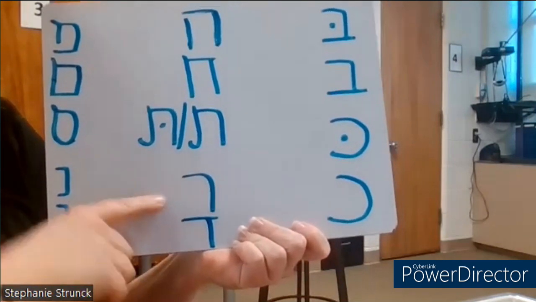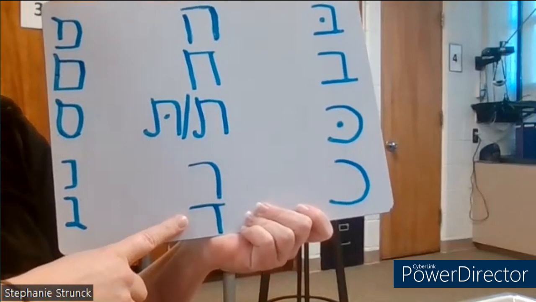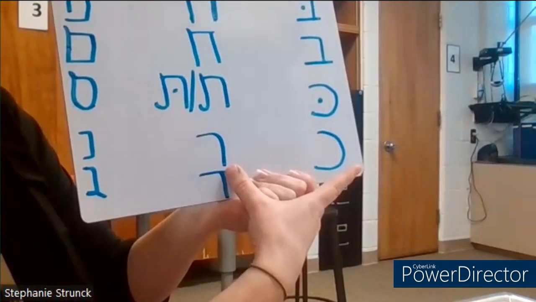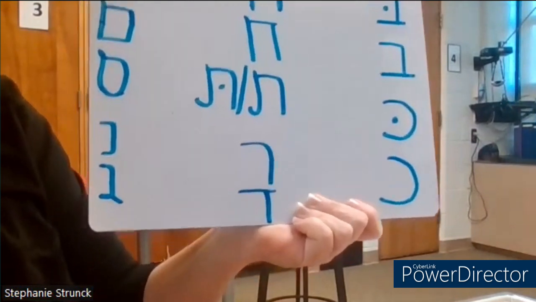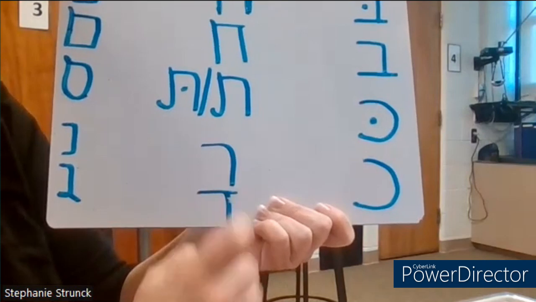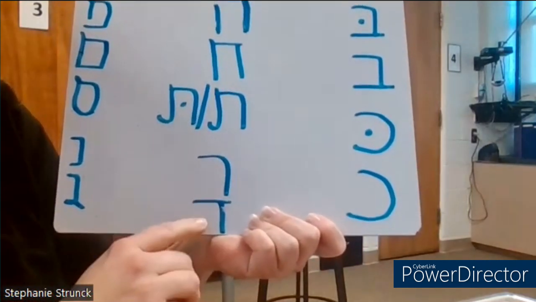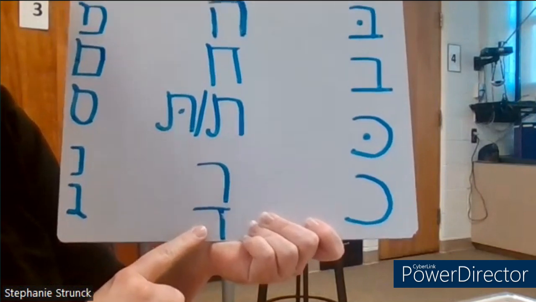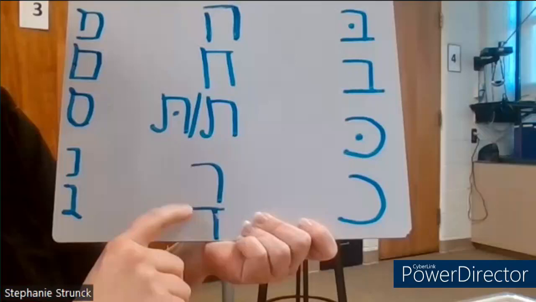Another one that students mix up are resh and dalet. If I were to cover that up right there, they look like the same letter, but the difference is that dalet has this little tail sticking out here. Oops, I erased that, but it's supposed to be there. And so we have to find something to help us remember which one's which.